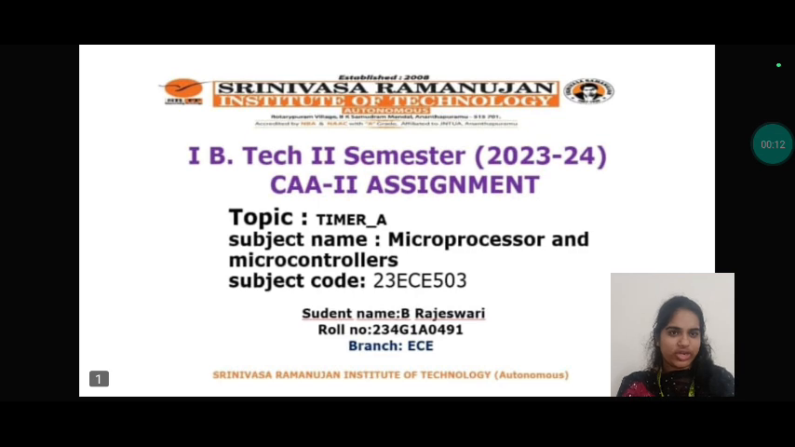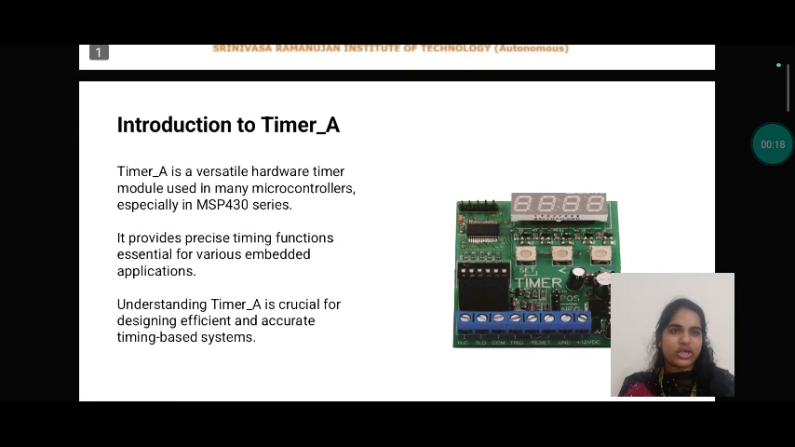According to the CA2 video presentation, the topic is Timer A, for the subject of microprocessors and microcontrollers. Introduction of Timer A. Timer A is a versatile hardware timer module used in many microcontrollers, especially in the MSP430 series. It provides precise timing functions and is essential for various embedded applications. Understanding Timer A is crucial for designing efficient and accurate timing-based systems.